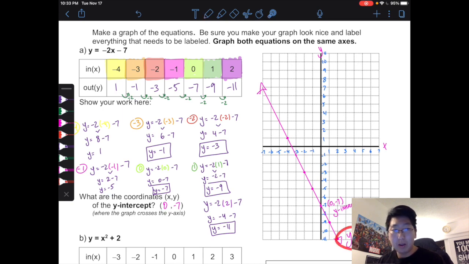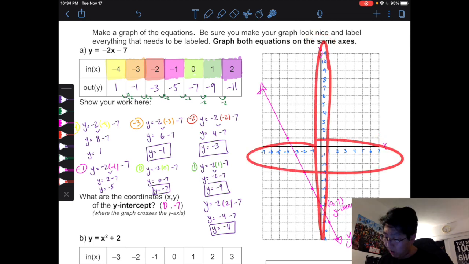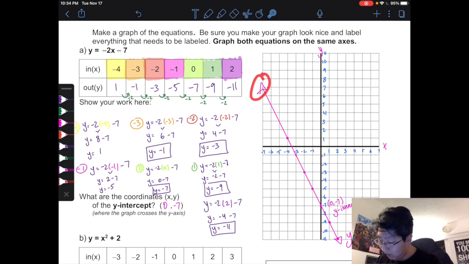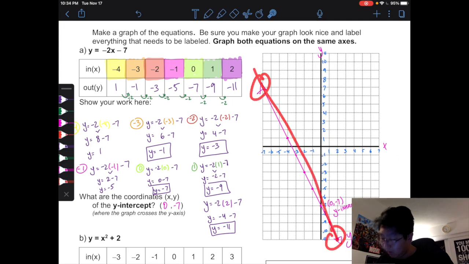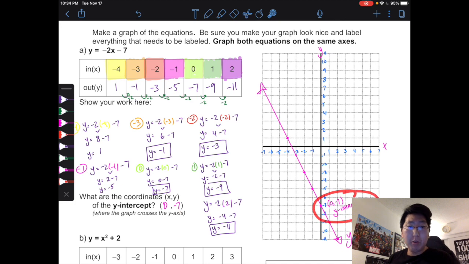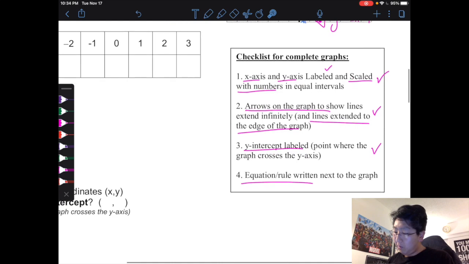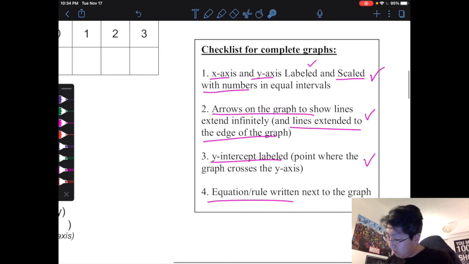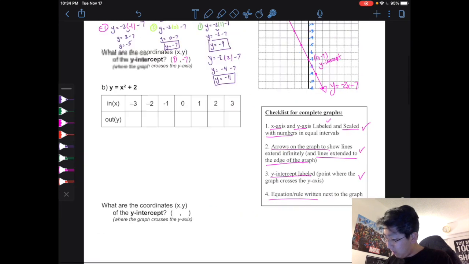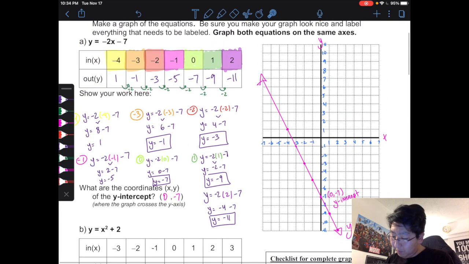And so this whole entire thing has an x and y axis. It's scaled. Okay, I drew my arrows and I extended it all the way to the edge. I wrote my y-intercept and I wrote my equation. On your test, I'm going to be asking you, technically, for all of these things. So make sure you know the checklist for a complete graph is right here. Okay. All right. So that's our first graph.